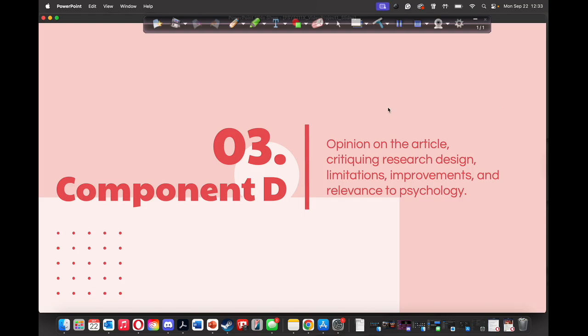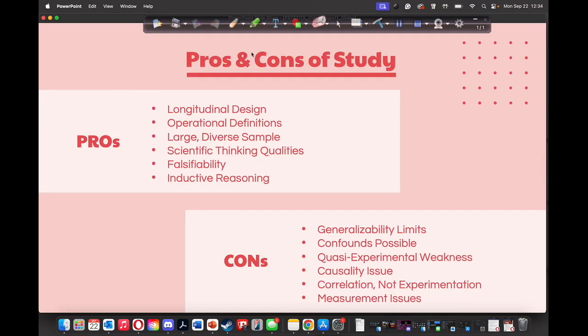So onwards to component three, my opinion on the article, critiquing research design, limitations, improvements, and relevance to psychology. I made this quick little pros and cons. I don't think I went into each and every one of these just for time's sake, but I'll read over them. So the pros are the longitudinal design, operational definitions, large diverse samples, scientific thinking qualities, falsifiability, inductive reasoning, and some cons are generalizability.